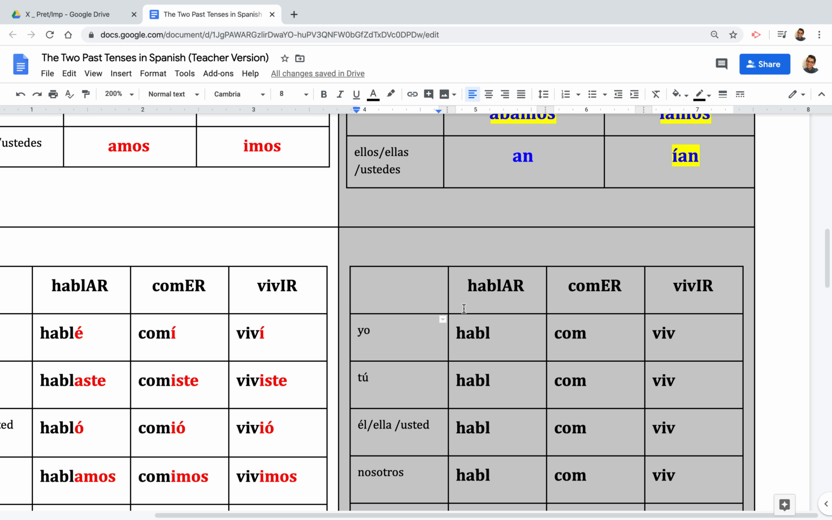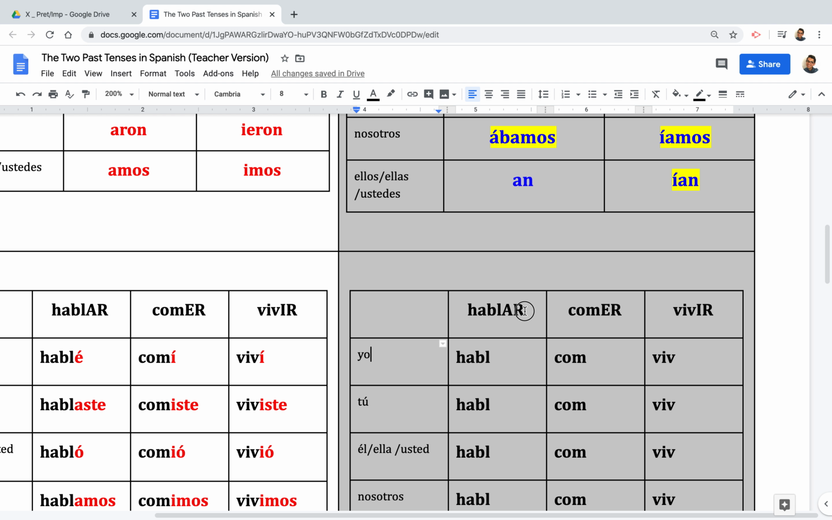Awesome. Okay. Step two is to drop the ending of the verb. So I am going to drop AR, which means to, right? So I'm going to drop AR and I am left with habl. So I write down habl.